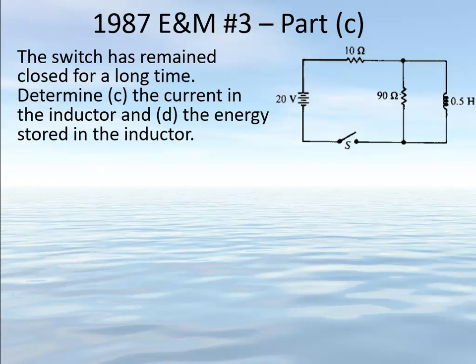Well, if the switch has been closed for a long time, that means that the inductor is no longer giving us a back EMF. It's not resisting the flow of current to try to resist the change in the magnetic flux here. That has reached steady state. Now the inductor is acting like a wire, which means all the current is going to be going through here. None of the current's going to be going through the 90 ohm resistor.